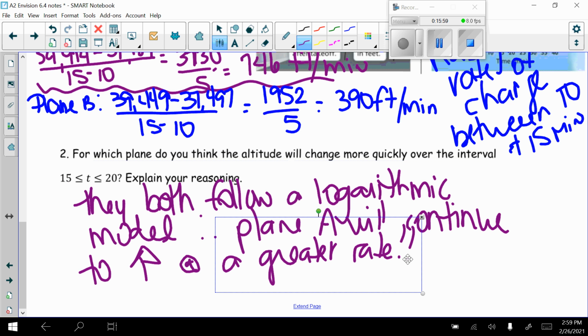All right, so that is section 6.4. That wraps it up. Your homework will be the Envision 6.4 worksheet, numbers 19 through 26, 28, and 29.